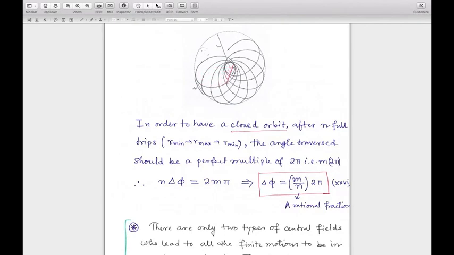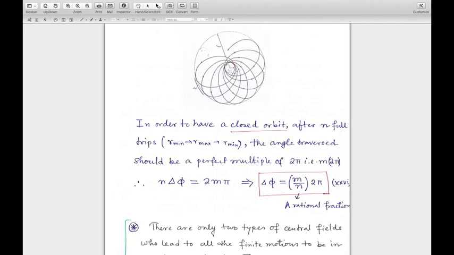That's great. So when it comes back again to R minimum, or rather you can easily say that the particle may be starting from here, go along this position, and then again come back to this point again.